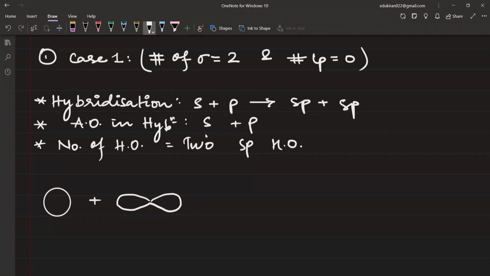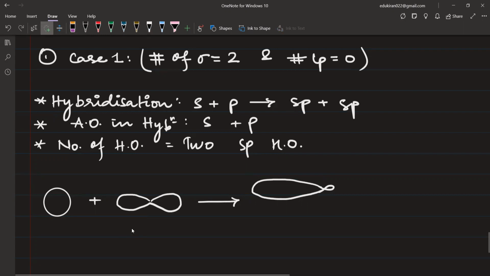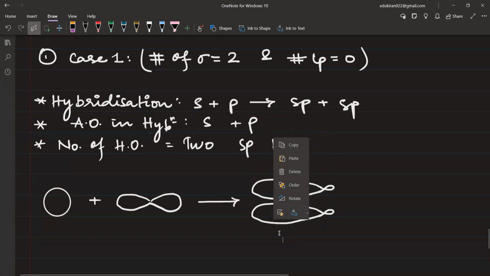This is a p orbital. And these are going to form this is one sp orbital. This is another sp orbital. Both of them, these hybrid orbitals, they kind of look like balloons. Yes or no? Tell me.